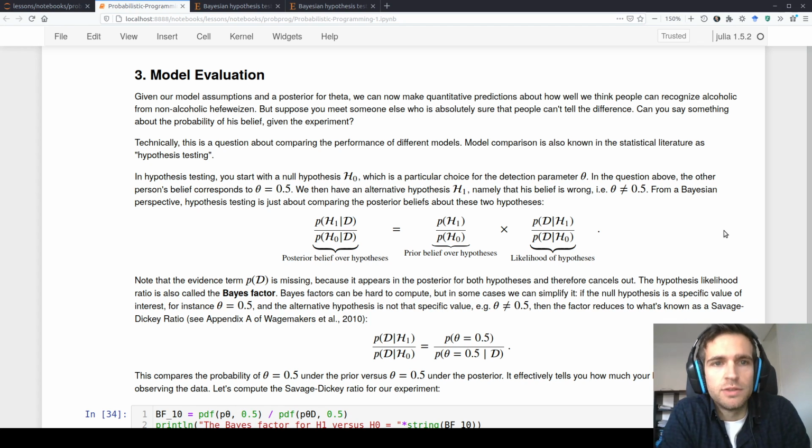Hi, welcome back to Probabilistic Programming 1. We've done model specification, we've done parameter estimation, and now we're going to do model evaluation.